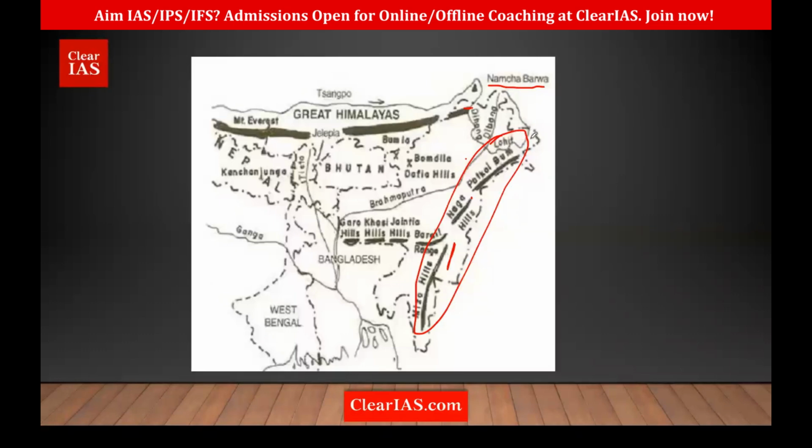You must also remember the states here. This part is Arunachal Pradesh. Here we have Nagaland. Then we have Manipur, and then we have Mizoram. Okay, clear?